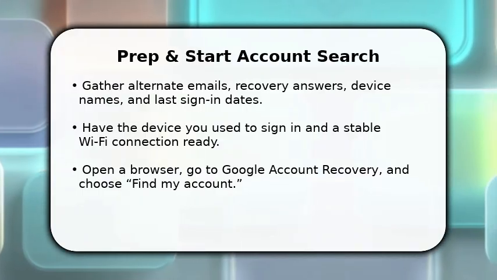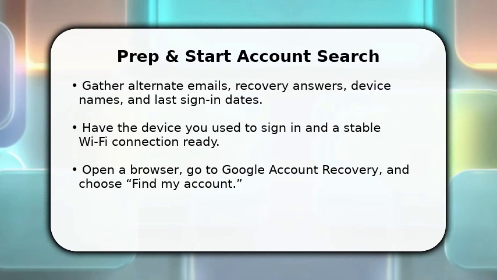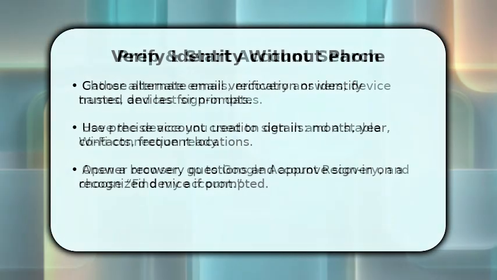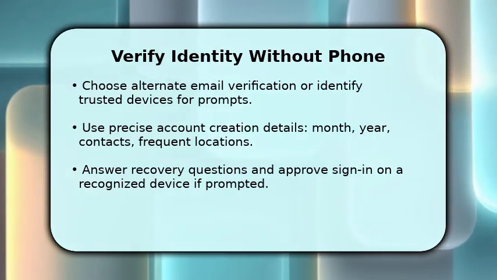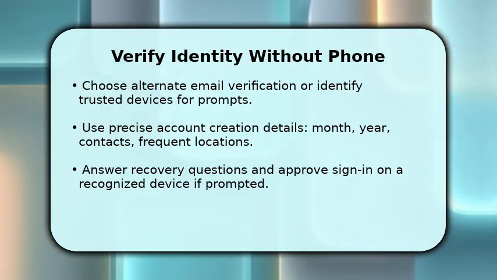Tell the form any email or phone you remember. If you don't have the phone number, provide alternate email or full name to let Google narrow results. Next, choose verification paths that don't rely on your missing phone. Opt for an alternate email or request prompts on devices Google already trusts.